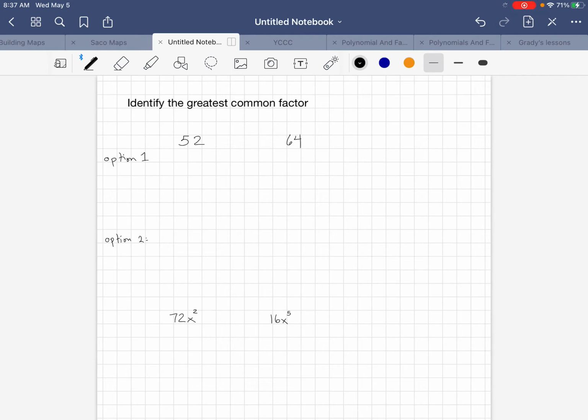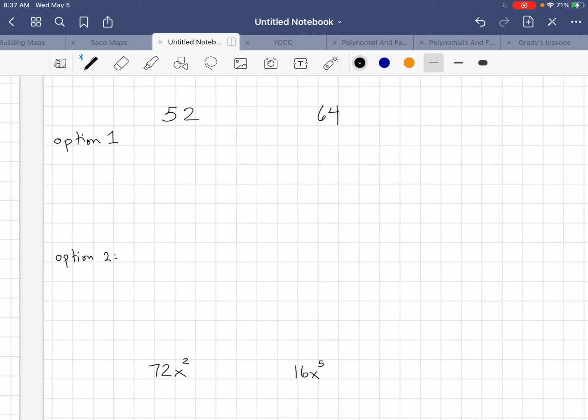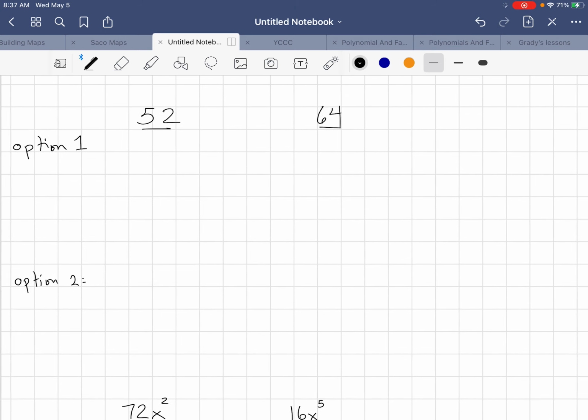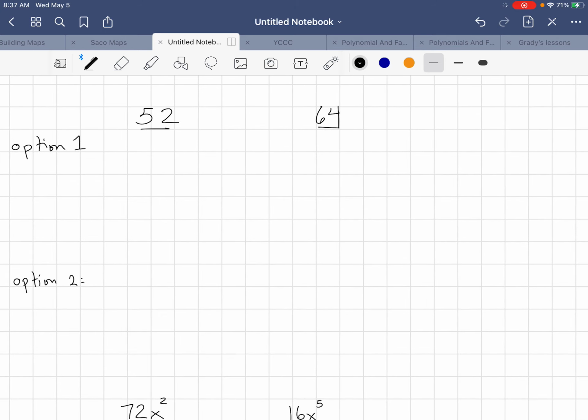This is a lesson on finding or identifying the greatest common factor between two monomials. So we're going to start with just regular constants here. So just values, numbers, integers here, 52 and 64. Option 1, you can literally just factor the numbers.